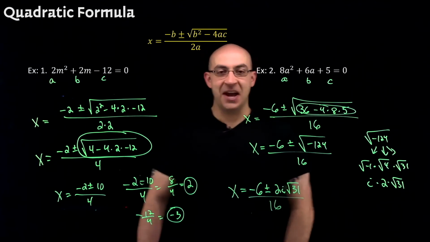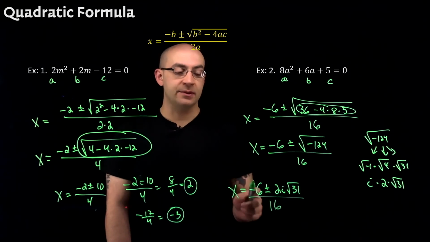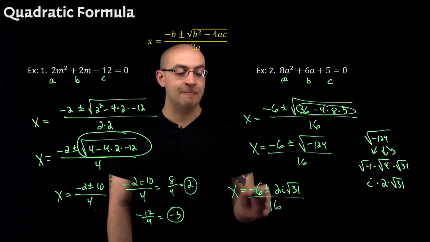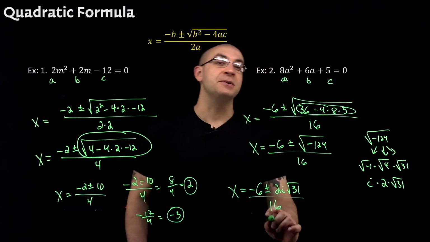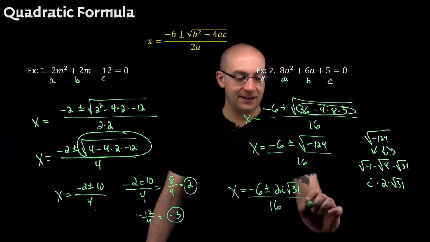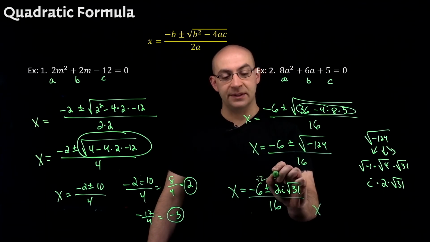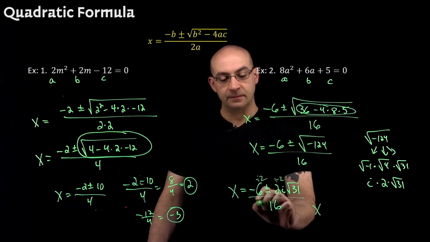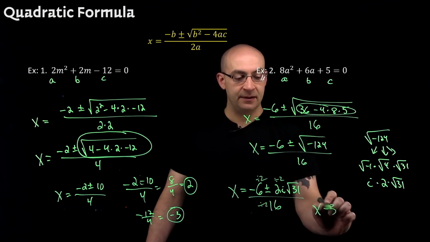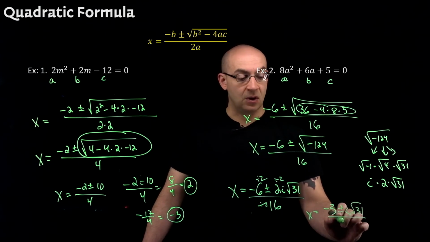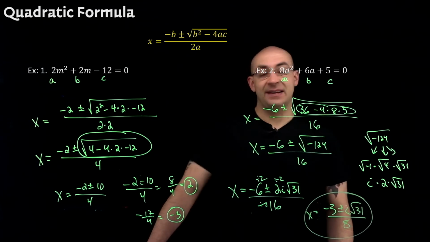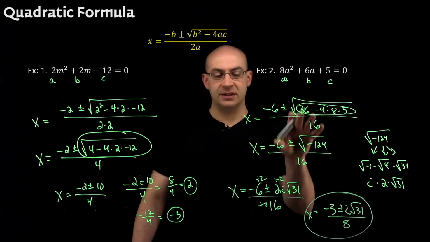Now, we're not done yet with this nightmare problem because I have 3 numbers that are divisible by at least a 2 here: that negative 6, that 2, and that 16. I can divide by 2 on all 3 of these terms. We're close. When I divide by 2 on all of these, I'm going to have negative 3 plus or minus i root 31 all over 8. That is actually my final answer. So let's recap what we did real quick for this one, because this one was way nastier than this one.